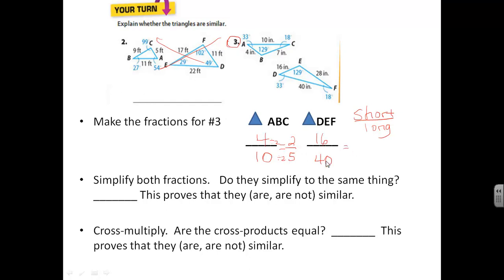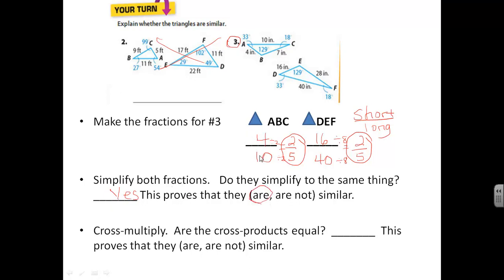What's the largest number you can put into both 16 and 40? How about 8? And you know what? You don't have to divide by 8 the first time to simplify. You could have divided by 2 the first time, as long as you keep going till you get to lowest terms. See, they simplify to the same thing. So that proves that they are similar.